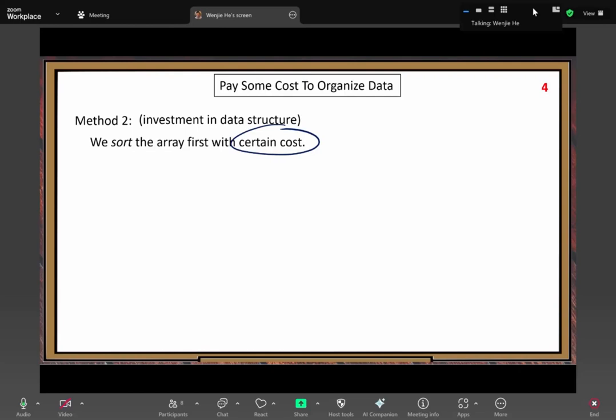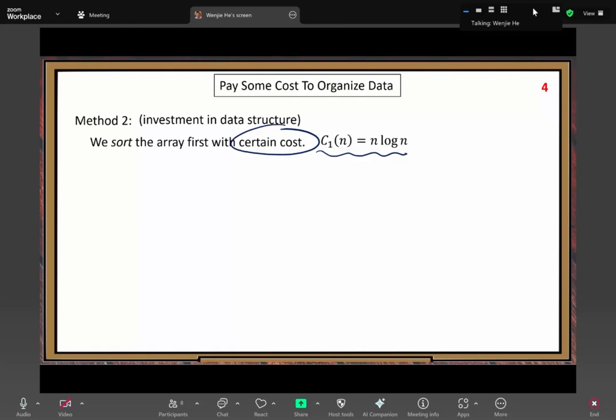The comparison number, the cost number. Here I use a later result. For this sorting cost, I give you the formula n log n. This result we haven't learned. When we move to module 4, after our midterm, we will learn this result.